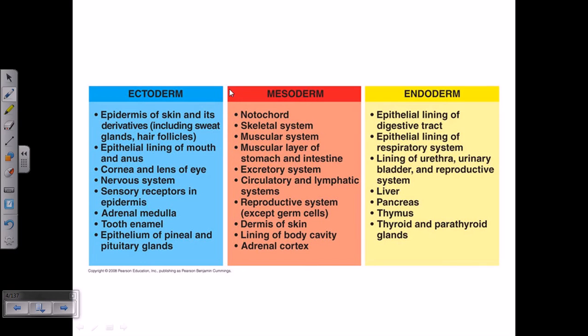Now here the different layers, ectoderm, mesoderm, and endoderm, give rise to different tissues. Remember, this is a very important part for CSIR and NET questions. The ectoderm can give rise to epithelial cells, the nervous system, the sensory receptor system, and so on. The mesoderm can give rise to the reproductive system, excretory system, muscular layer, and so on. The endoderm will give rise to different organs, such as the urinary bladder, urethra, liver, pancreas, thymus, and so on.